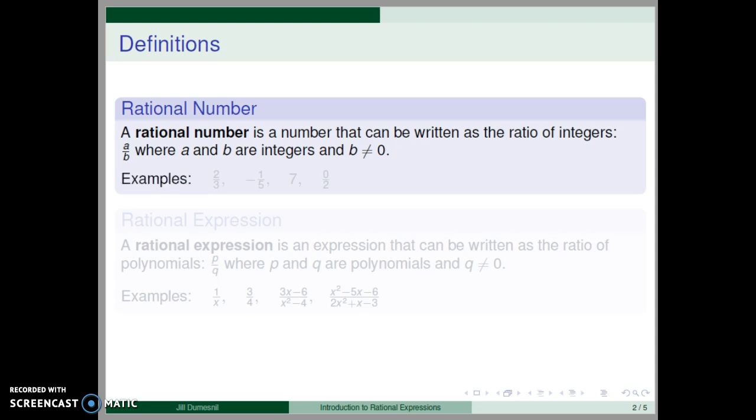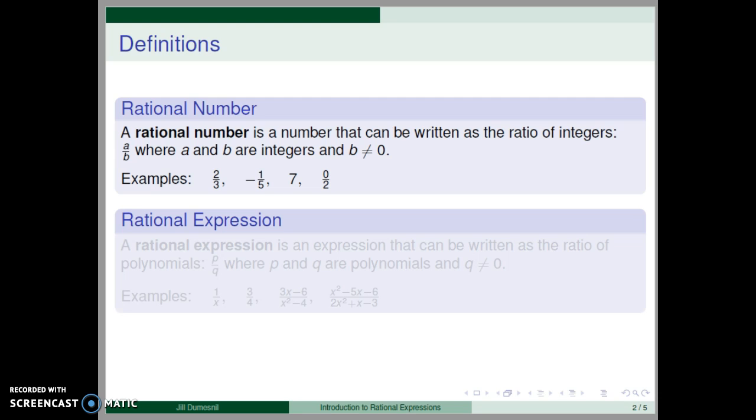Some examples include 2/3, -1/5, 7, which can be written as 7/1, and 0/2, which equals 0. A fraction with a 0 in the numerator equals 0, and a fraction with a 0 in the denominator is undefined.